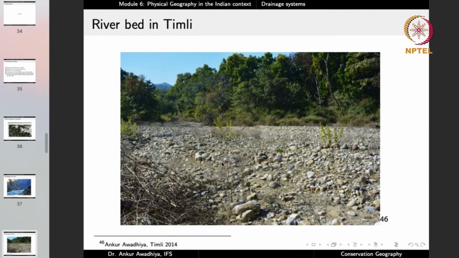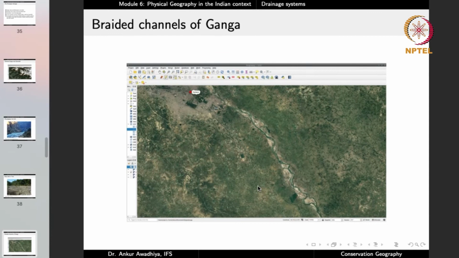And the rivers in this area have beds like this with lots of deposits, lots of rocks, and typically these rocks are very rounded because they have been eroded a lot. Then later on, when the river enters the plain areas, it forms a large number of braids.